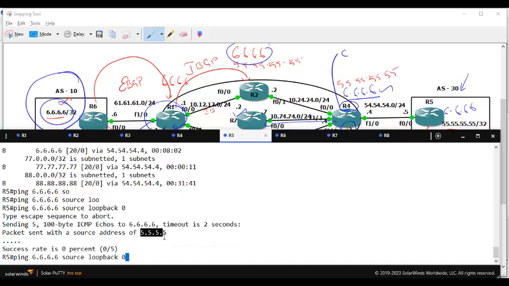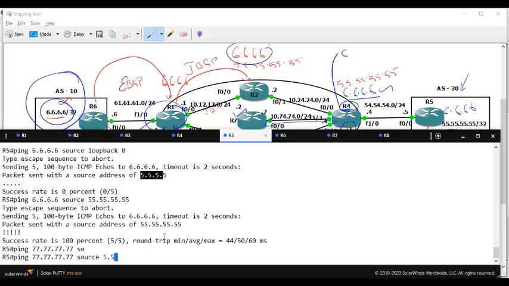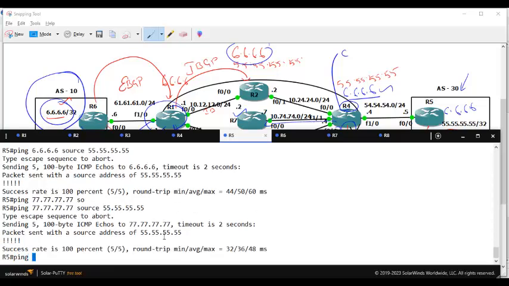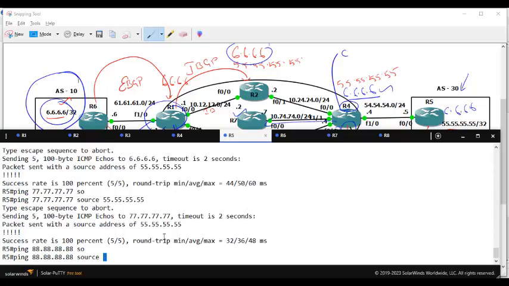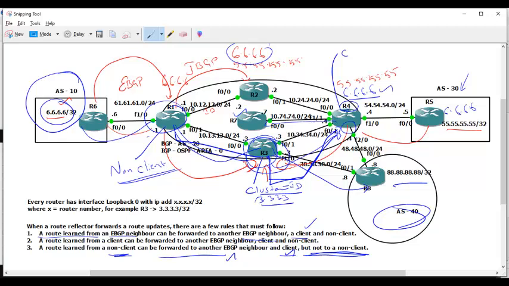The ping will happen. Likewise, if I ping 77 with the source 55, I'm able to ping. Likewise, I can also ping 88, 88, 88, 88 with the source. I'm able to ping. So the last line is the complicated line. And we have understood that a route learned from a non-client can be forwarded to eBGP as well as client, but not to the non-client.